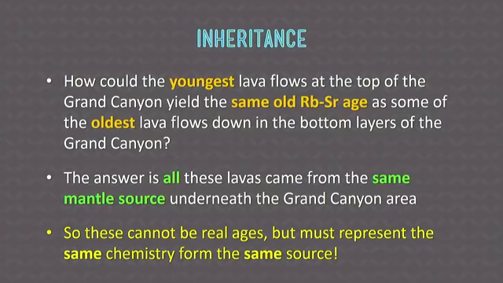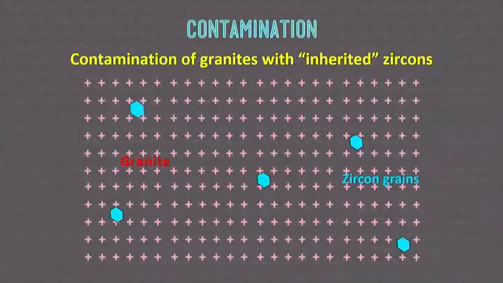Isn't that interesting? If you don't take that into account, and there's lots of evidence from recent basalt lavas around the world that the source plays a very important role in determining the chemistry of the rock, and if you don't know that, you'll get vast ages that aren't really true ages. What about contamination? I want to show you a few examples of granites. You all know what a granite is?